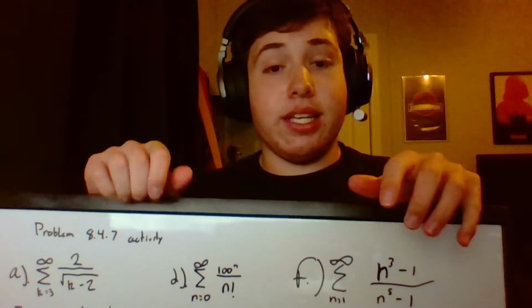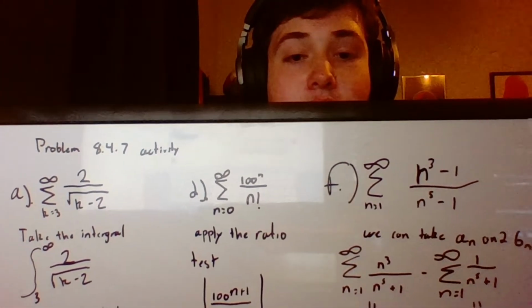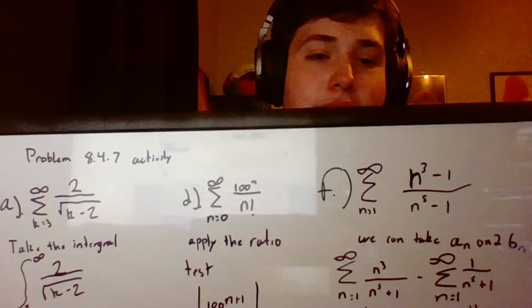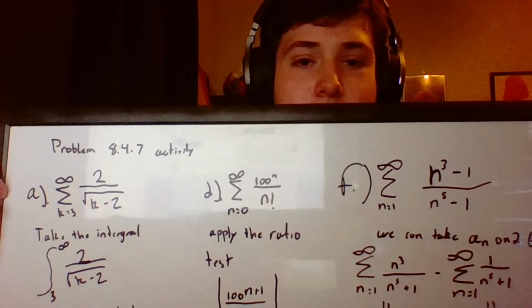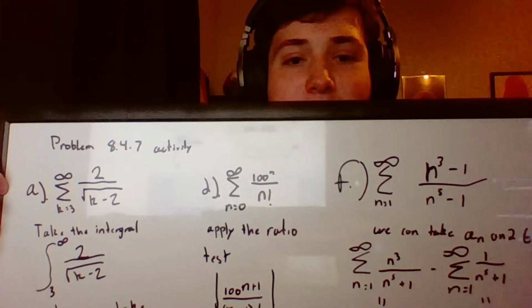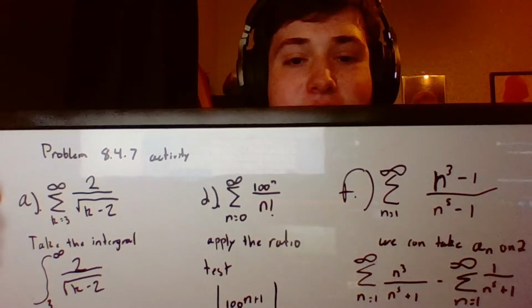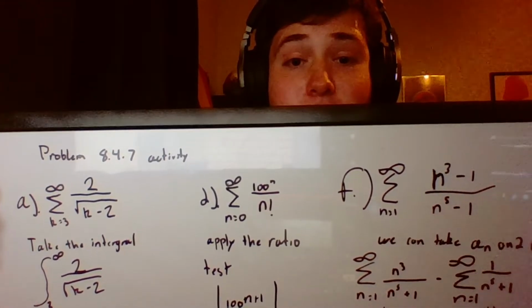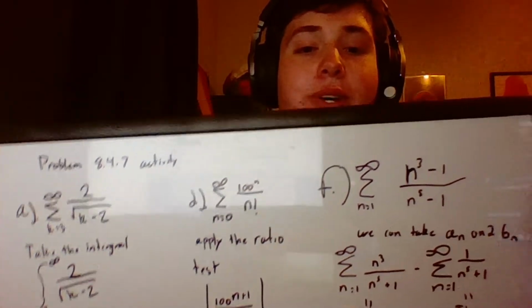Next one is D here. We have the sum, n starting at 0. Sorry, the n and the k switching, I don't know why I did that. But the sum as n starting at 0 of 100^n over n factorial. So what we're going to do is take the ratio test.